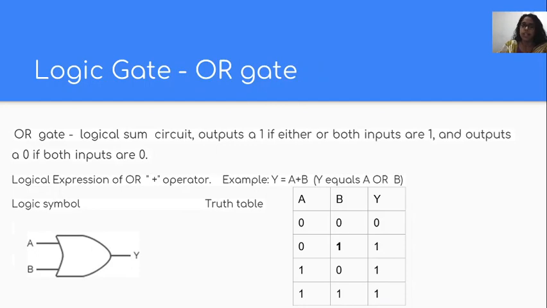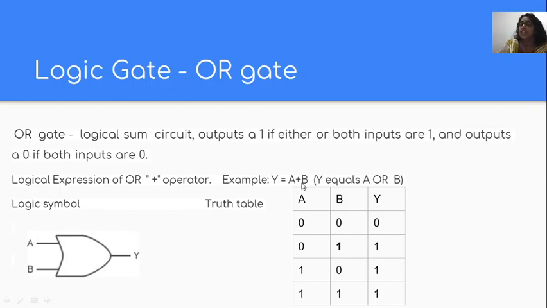Then coming to the OR gate. The OR gate is a logical sum circuit. That is, it will have an output of 1 if either or both the inputs are 1. And the output will be 0 if both the inputs are 0. The logical expression of OR is the plus sign. We can show the logical equation as Y equals A or B. We can use this plus symbol to notate the OR operation.